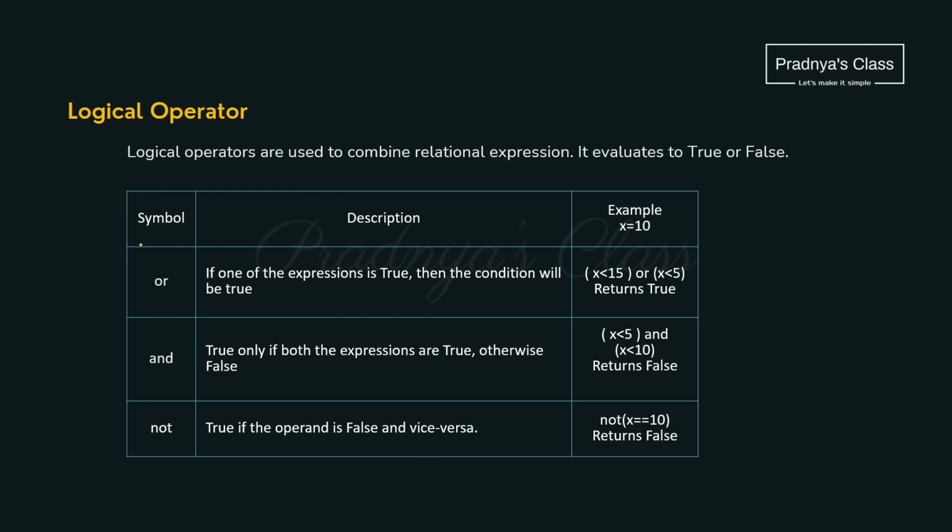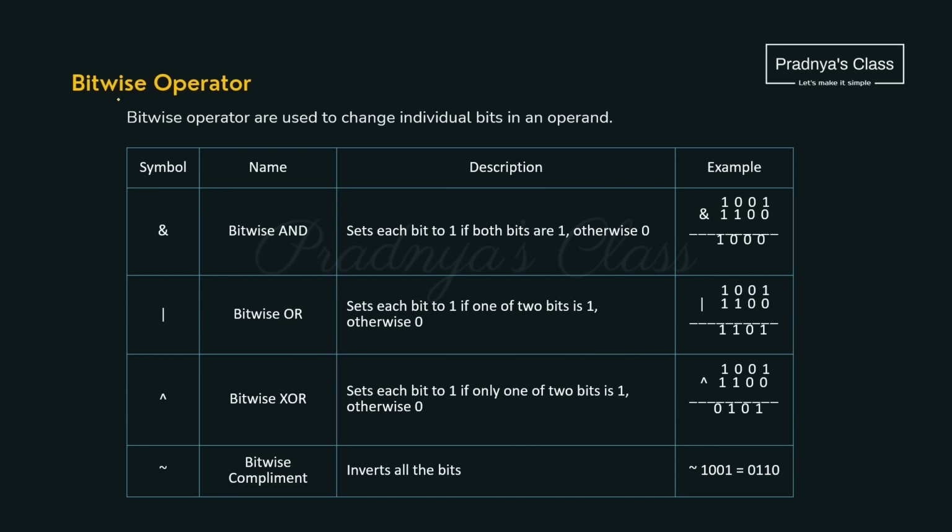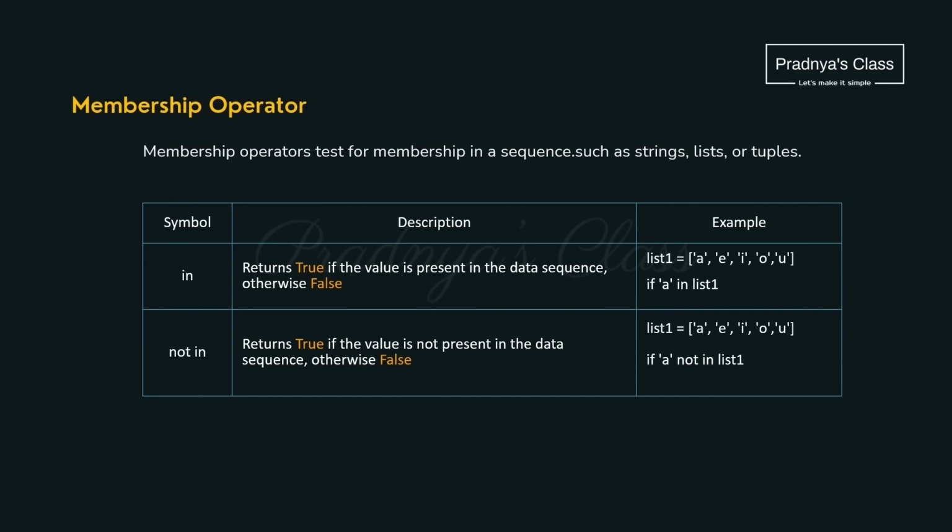Moving ahead, here is the logical operator. There are 3 logical operators. Out of that, not is a unary operator, whereas these two operators are binary operators. Logical operators are used to combine two different relational operations. It also returns the answer in the form of true or false. Hope you know the working of or and. Here is one more listed operator, that is bitwise, but this is not that much important, so we will skip it. Moving ahead to the last operator, that is membership.